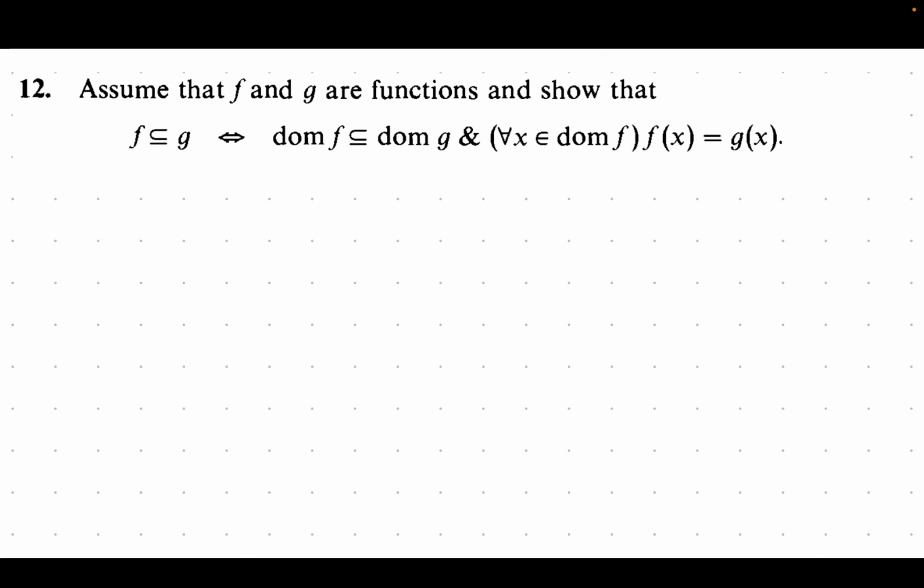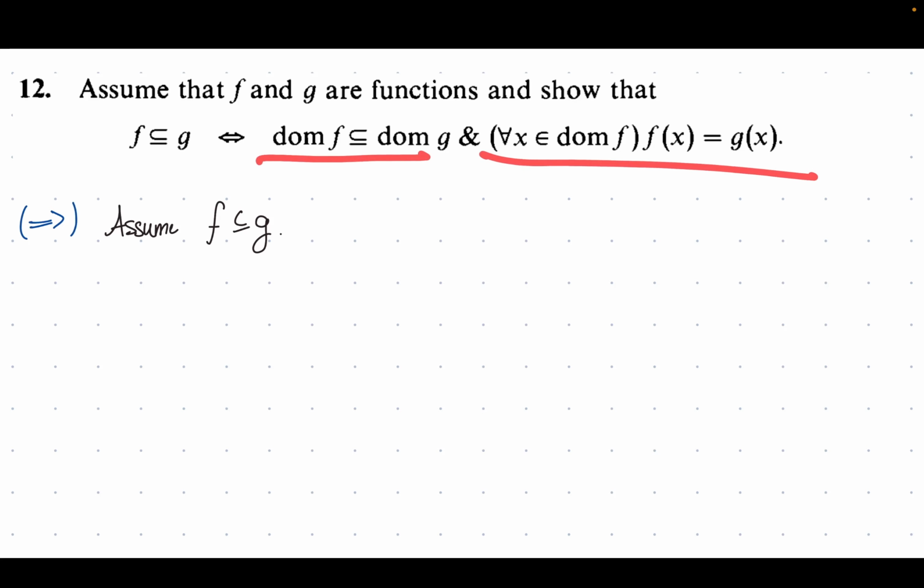Chapter 3, Exercise 12. Assume that f and g are functions and show that f is a subset of g if and only if the domain of f is a subset of the domain of g, and for all x in the domain of f, f of x is equal to g of x. This is a pretty straightforward biconditional proof. We're going to show that the left-hand side implies the right-hand side, and the right-hand side implies the left-hand side. So let's do the forwards direction. That's what I was looking for. And let's assume f is a subset of g. And then we're going to prove both of these hold.